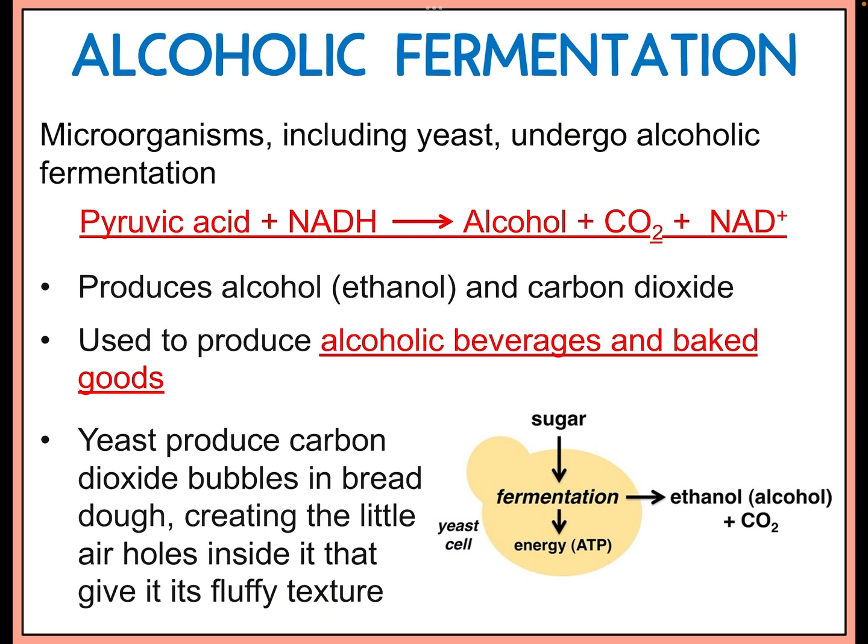Alcoholic fermentation. Microorganisms, including yeast, undergo alcoholic fermentation. It is pyruvic acid plus NADH, which yields alcohol plus CO2 plus NAD. This produces alcohol and carbon dioxide. It's used to produce alcoholic beverages and baked goods. Yeast production: yeast will produce carbon dioxide bubbles in bread and dough, creating the little air holes that you see inside it, and it gives it that fluffy texture.